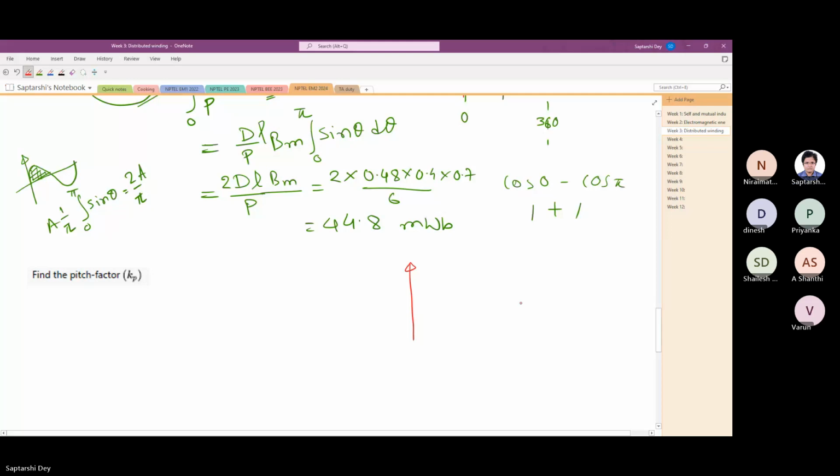Ideally, if this is the air gap flux density distribution, see this is a half-wave symmetric waveform. Half-wave symmetric waveform means value of f at theta equals minus of value of f at theta plus pi.